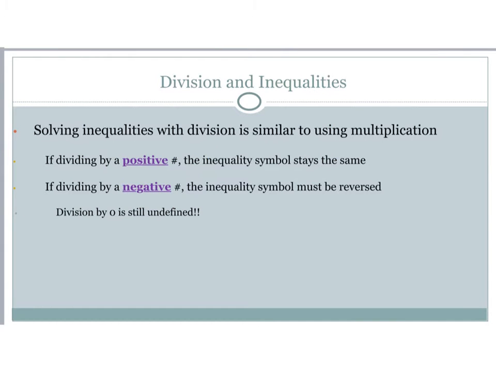When we divide inequalities, it's the exact same rules as multiplication. If we're dividing by a positive number, then our inequality is going to stay the same. However, if we divide by a negative number, then we have to reverse that inequality. And just remember that division by 0 is still considered undefined, and we can't do that. So let's look at another example and see how this works.